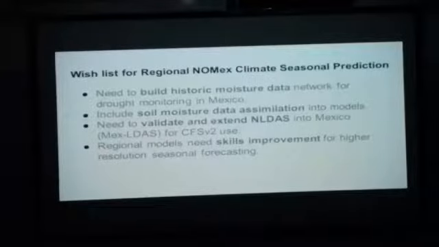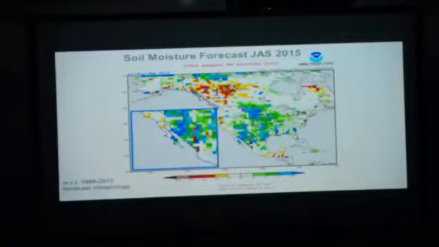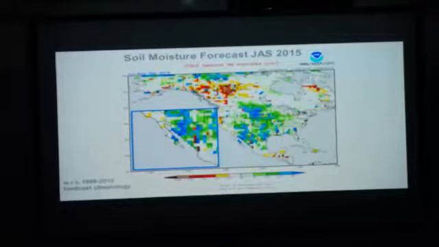So we have a wish list. Yes? Can you go back one step? If you were a betting man, no, I'm not. Would you put your money on this soil moisture forecast for Sonora? Well, how much would you put? Well, all the money has gone to the elections and politics, and no money has been left for research. So I cannot put more. Okay. All right. So more realistic.